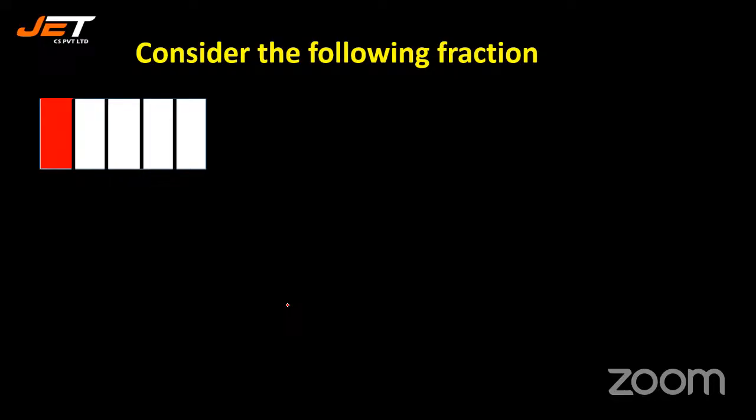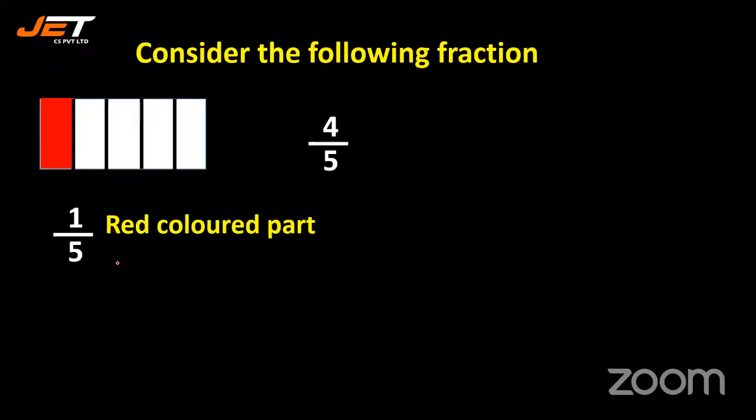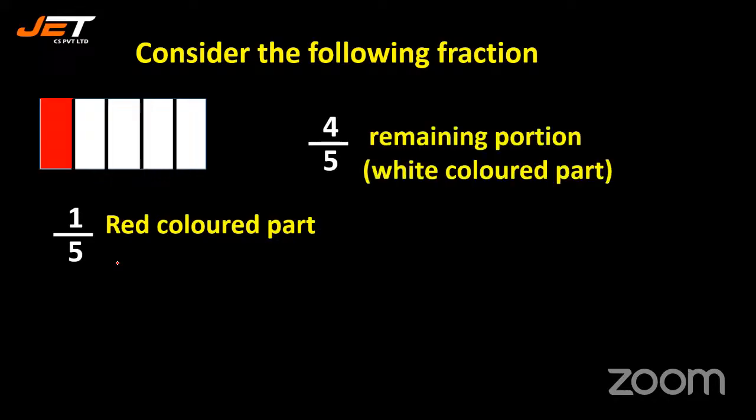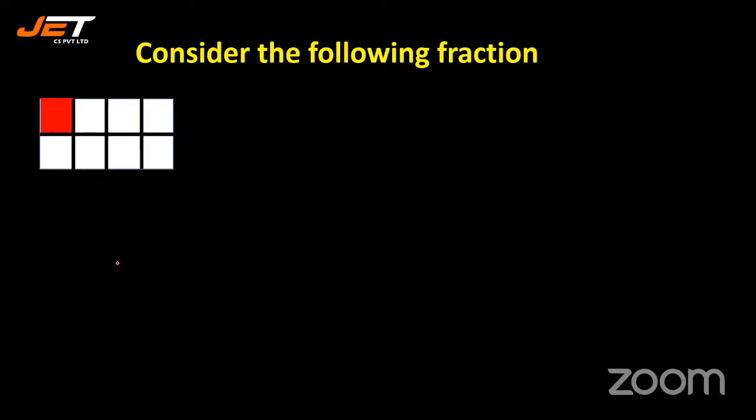Yeah. So children, let me tell you, we are live on YouTube. Kindly write in the box. So 1 part out of 5 equal parts, that is the fraction of the colored part. And 4 parts out of 5 equal parts, that is the fraction of remaining portion, or you can say white part. Can you tell me this one?